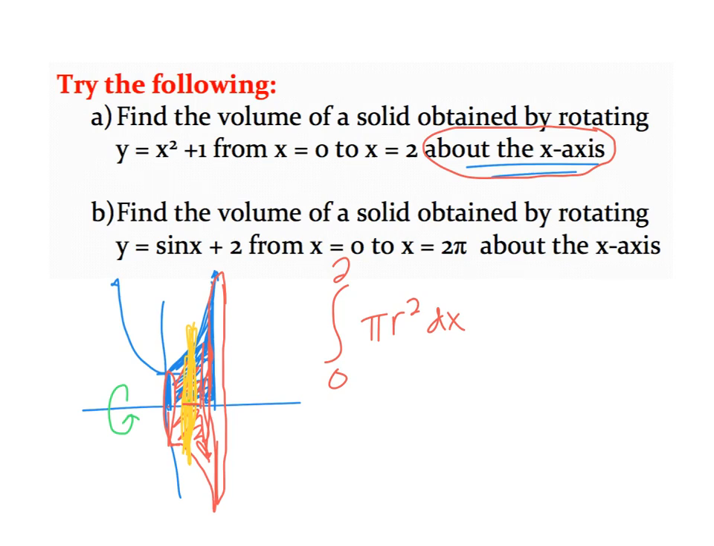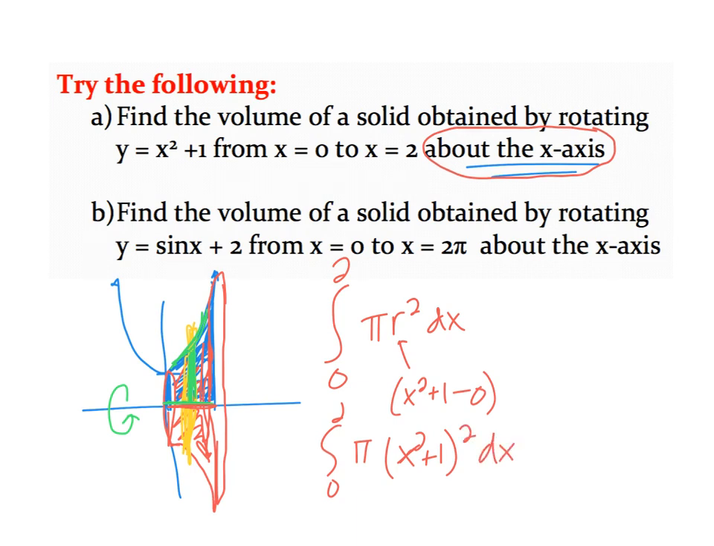So if I draw the radius here, which is that vertical distance in green, to find vertical distance, we take the top part minus the bottom part. So in this case, the radius itself ends up being the x squared plus 1 function minus the y equals 0 line again. So it just ends up being the x squared plus 1 function. And so the setup would be 0 to 2, pi, and then x squared plus 1 squared, because it's pi r squared. And that would be our setup for the first one.